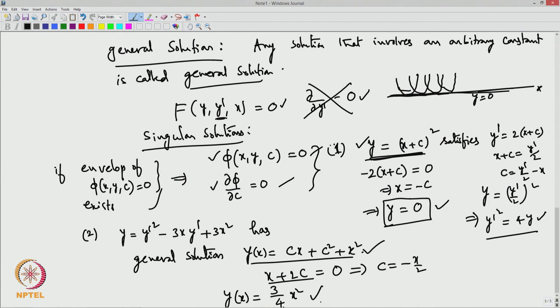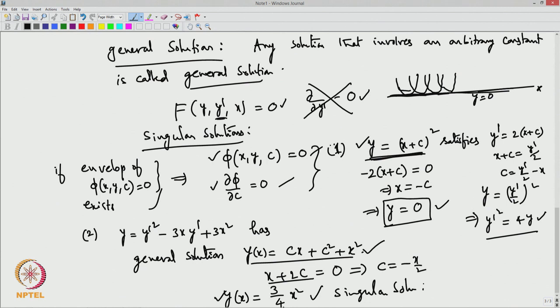This you cannot get from any c value. You put any c value, you cannot get 3 by 4 x square. Whatever c value you put, if you put 0, you only get x square. So you cannot get this solution out of this general solution. Okay? So that is why it is called a singular solution.